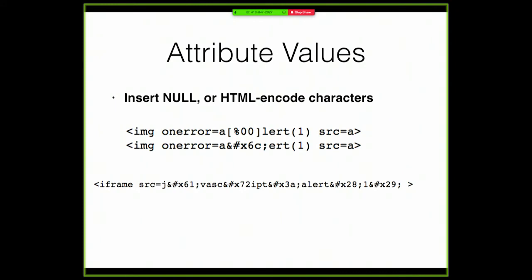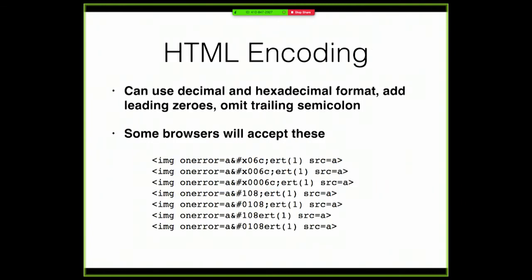You can encode characters inside this alert so that it's no longer recognized as alert by the filter that's trying to find it. And you can do HTML encoding on any of the pages here. Just use the ampersand pound and then a number, or pound X, to have any hexadecimal number to specify any character you want. And that will get past the filter in the middle.